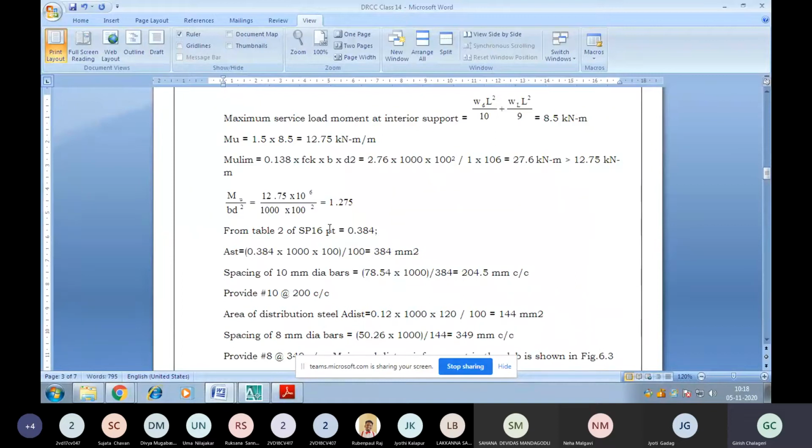Once we get the pt value, which is 0.384, we know that 100 Ast by bd equals the pt value. So once you know the pt value, substitute it and we get the Ast. So Ast is equal to pt into bd divided by 100. The same thing has been done here: 1000 is b, d is 100, divided by 100. We get 384 mm² as the area of steel required for the reinforcement.